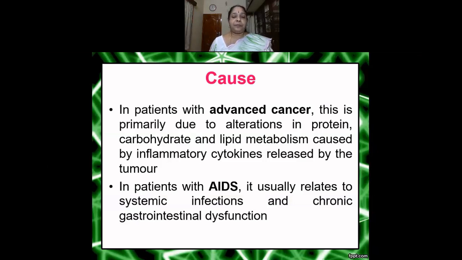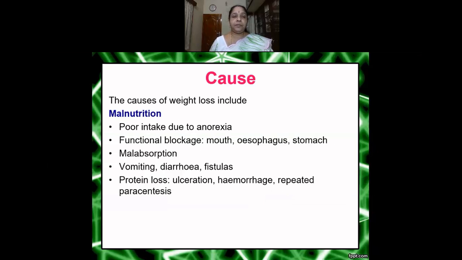In patients with AIDS, acquired immunodeficiency syndrome, it usually relates to systemic infections and chronic gastrointestinal dysfunction. While in the case of patients who are HIV positive, it is related to the infection and related to the dysfunction of the gastrointestinal system. The causes of weight loss include malnutrition. Poor intake due to anorexia can cause weight loss. Functional blockage: mouth, esophagus, and stomach. When there are blockages, tumors, or obstructions in the esophagus or the stomach, it can cause weight loss.